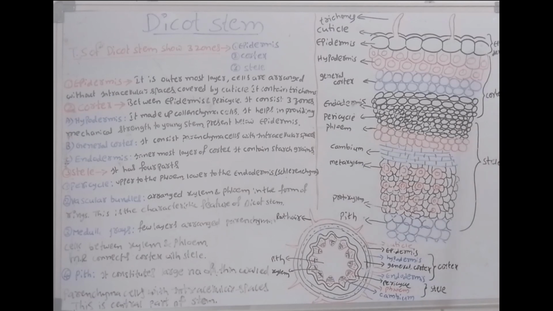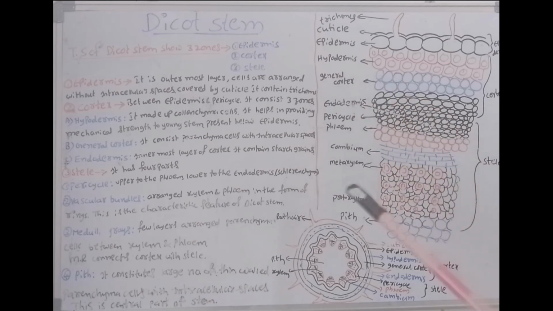Next one, below the epidermis the second region cortex is developed. This cortex is developed between epidermis and pericycle. This cortex is also divided into three zones. First zone is called hypodermis. Here see, this is red color hypodermis, and the middle one, blue color, is general cortex, and the inner one, black color, is called endodermis. These are the three regions in the cortex: hypodermis, general cortex, endodermis.